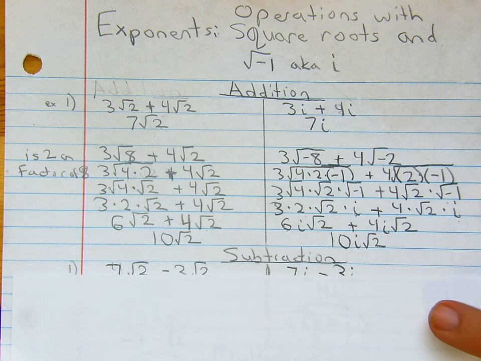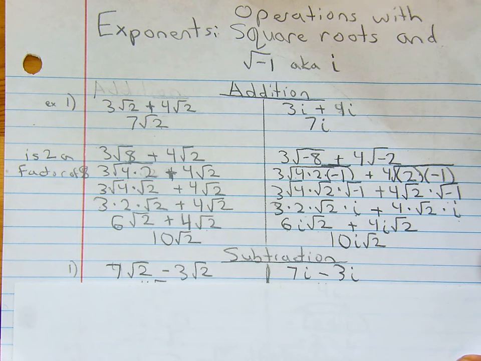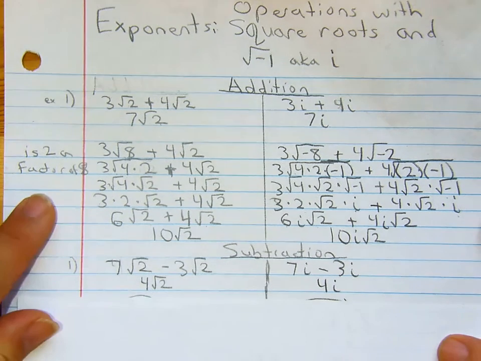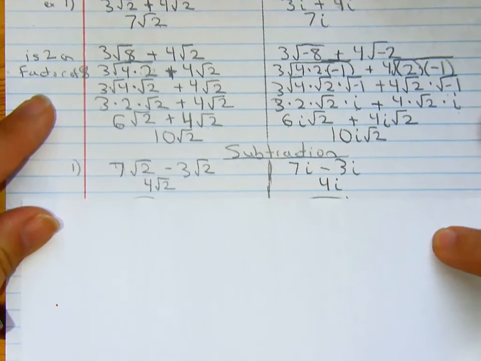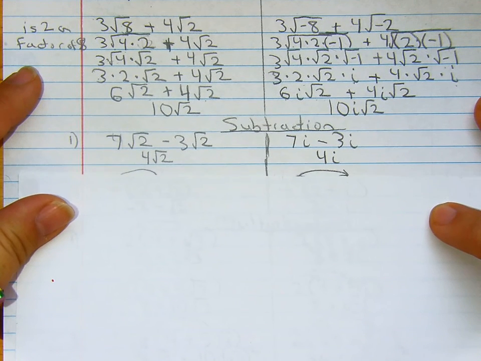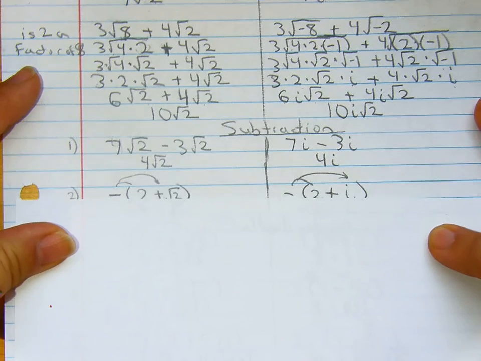What about subtraction? Subtraction works the same way as with variables. 7x minus 3x would give me 4x. So if roots, as long as they're like roots and like terms basically, then it's going to work the same way even with the imaginary number i.